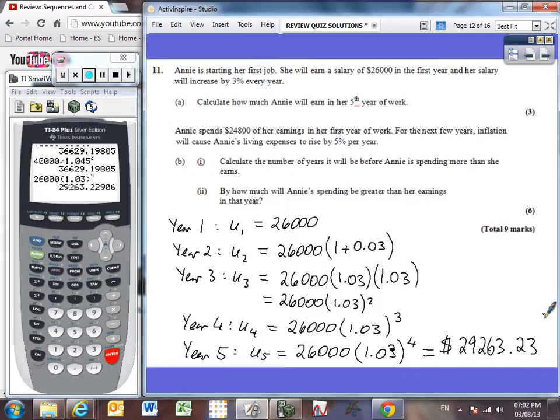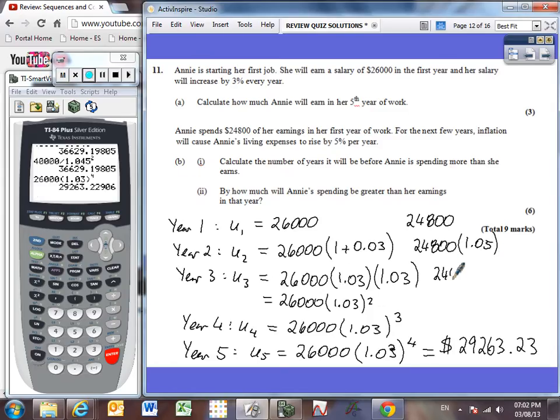Alright, Annie spends $24,800 of her earnings in her first year of work. For the next few years, inflation will cause Annie's living expenses to rise by 5% per year. So this is a little bit similar. In the first year, she had to spend $24,800. The following year, because the cost of living has gone up by 5%, she had to take that amount and multiply it by 1.05, and that was what she spent in the second year.